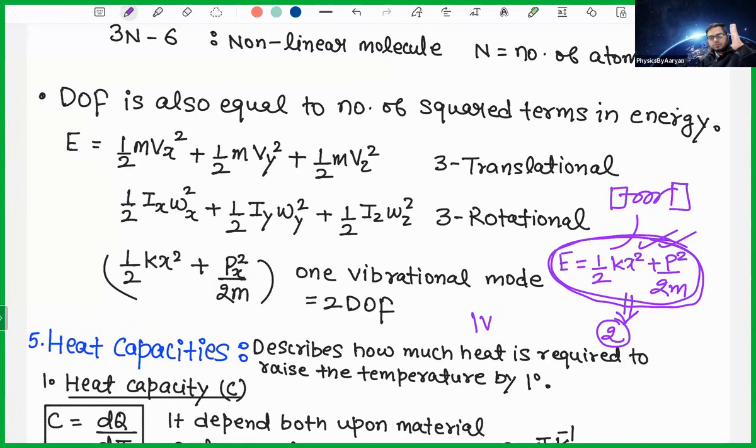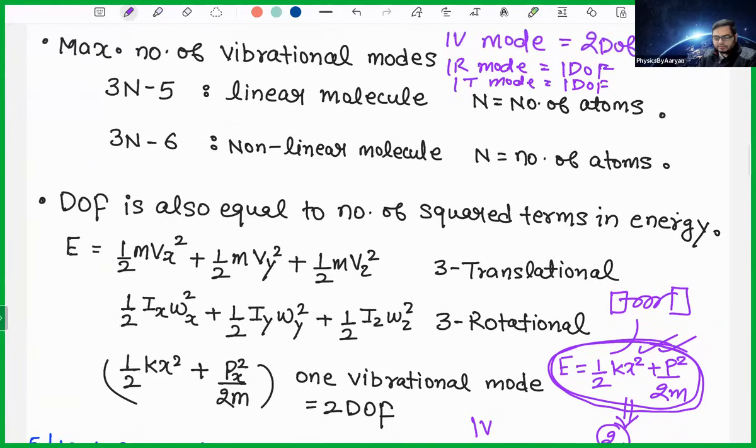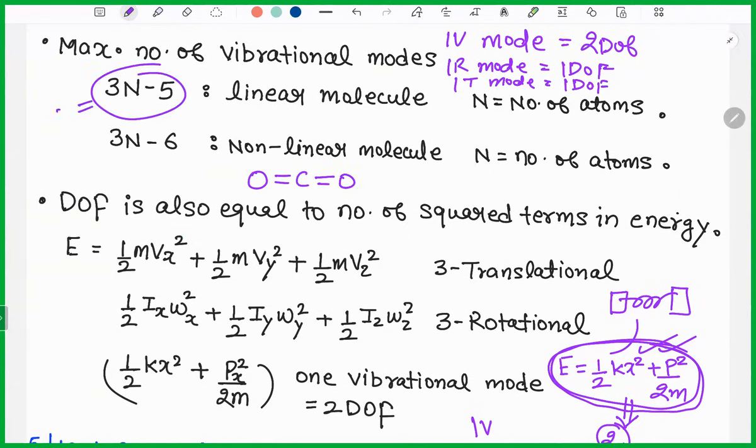Sir, for the CO2 molecule, the vibrational modes will be 2 and the degrees of freedom will be 4. That's right. The CO2 molecule is linear, right? Yes. So CO2 molecule is linear. So you put it here. So modes will be 4. N is 3 and 4.